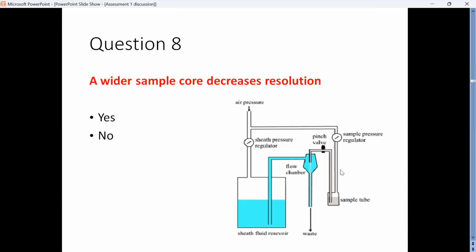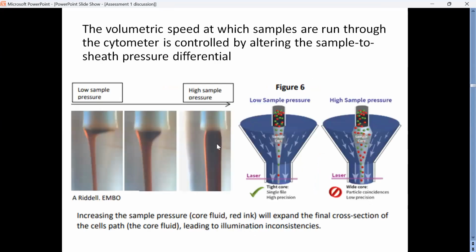The sheath pressure is constant, but you can regulate the sample pressure. When you increase the sample pressure, a larger volume of sample goes into the flow cell, so the sample core increases. When you use a low sample pressure, the sample flows into the flow cell as a thin stream. I request the participants to mute themselves, please. Say this is low sample pressure, this is medium, and this is high sample pressure. When you further increase the sample pressure, what happens?